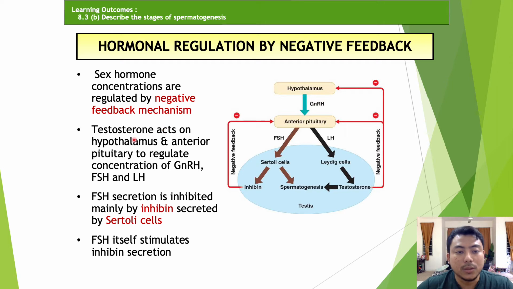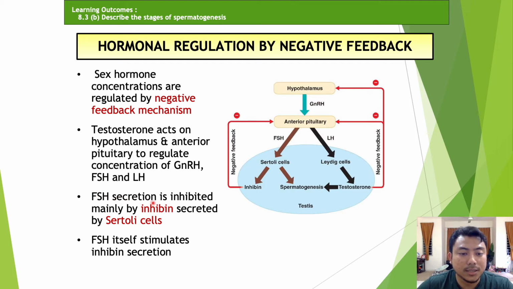Okay, so testosterone acts on the hypothalamus. So we see here testosterone. It will act on the hypothalamus, here and here, specifically the hypothalamus, and also the anterior pituitary gland, to regulate the concentration of GnRH, FSH, and LH.